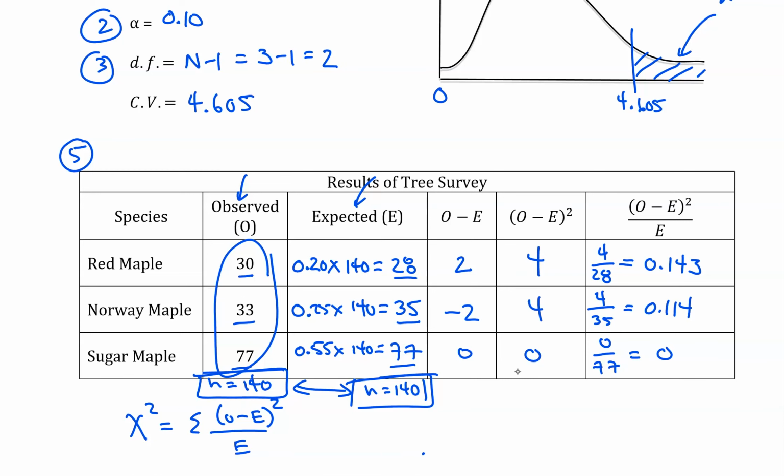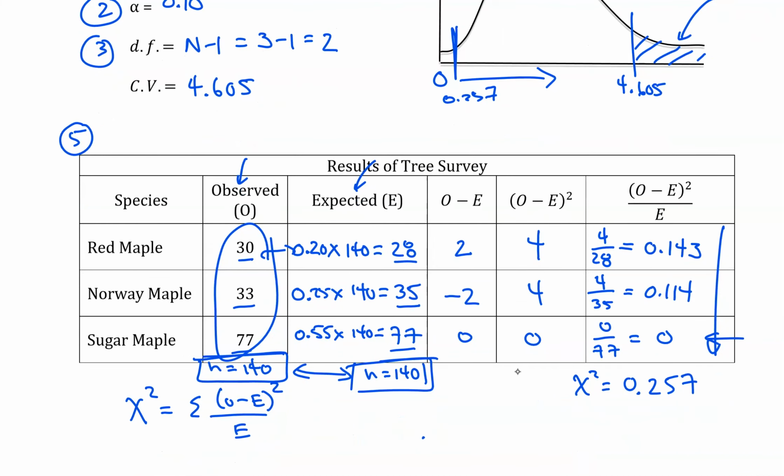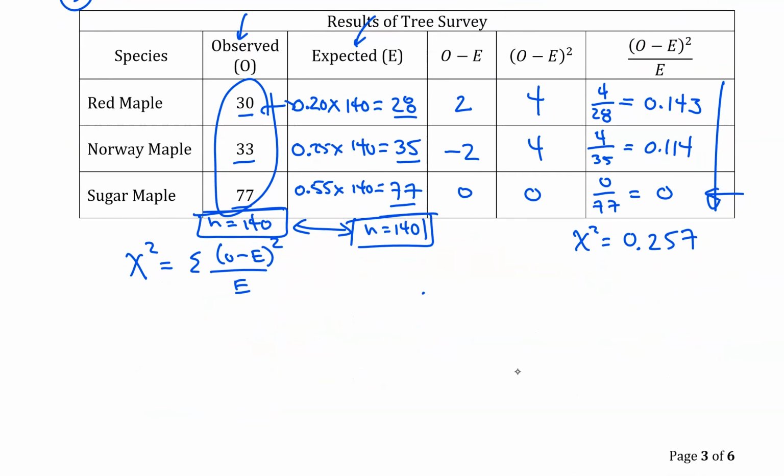So notice that as they get further and further apart, these numbers get bigger and bigger in that final column. And if they are exactly the same, you're going to get a chi-squared value of 0. So we start to drift towards that critical value. So when we add these up, that's our chi-squared value. So we end up getting, in this case, 0.257, which again is really close to our 0 line here. So 0.257, definitely not in our critical region. As usual, we do not reject our null hypothesis.